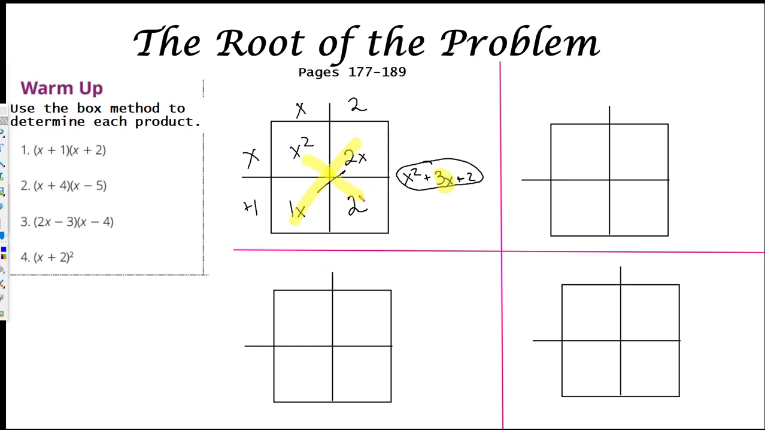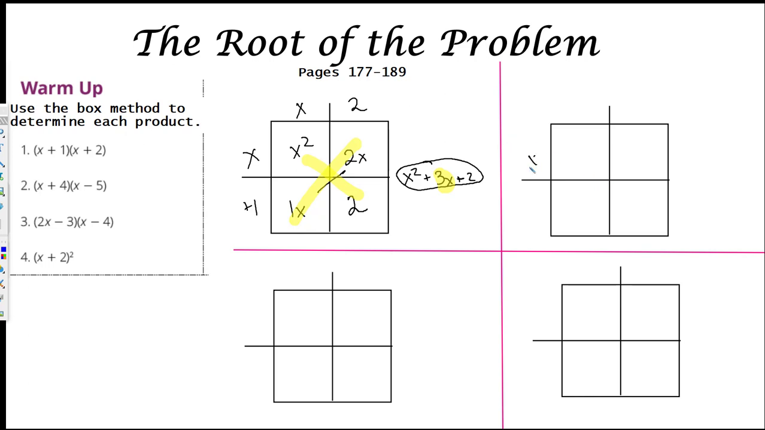What do you notice about both of the cross products? What is x squared times 2? 2x squared. What's 1x times 2x? 2x squared. The products are always going to match. So diagonal products are always going to match, and the upward moving diagonal, the sum of that is going to equal the middle term.